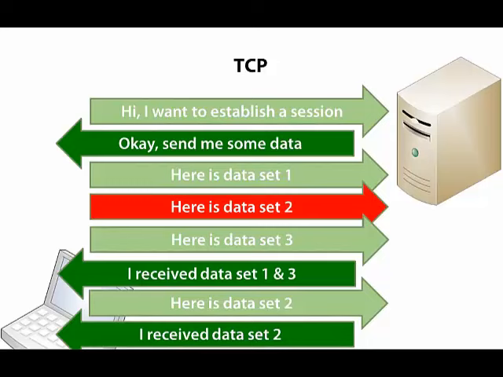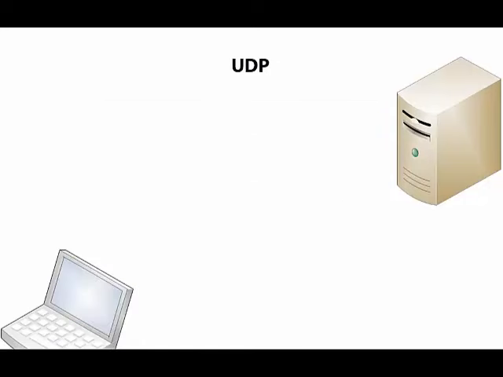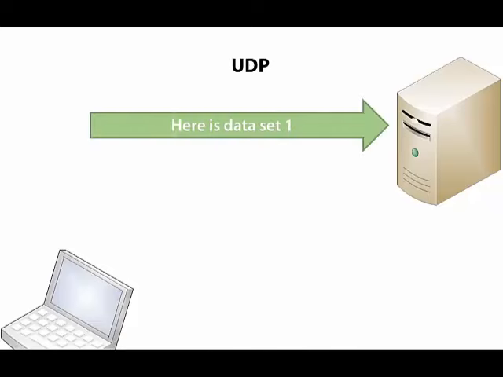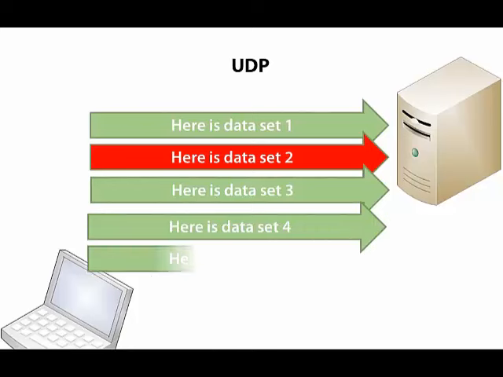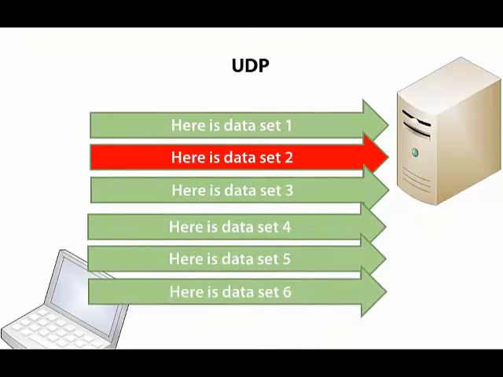Let's compare this to UDP, or User Datagram Protocol, and then we'll discuss the pros and cons of each protocol. So in UDP, the sending computer does not establish a session first. It just starts sending data. Here's dataset 1, here's dataset 2, here's dataset 3. Again, let's say dataset 2 goes missing for whatever reason. What will happen next is the sending computer will send dataset 4, dataset 5, dataset 6. In the transport layer protocol, there is no built-in mechanism to resend lost packets.